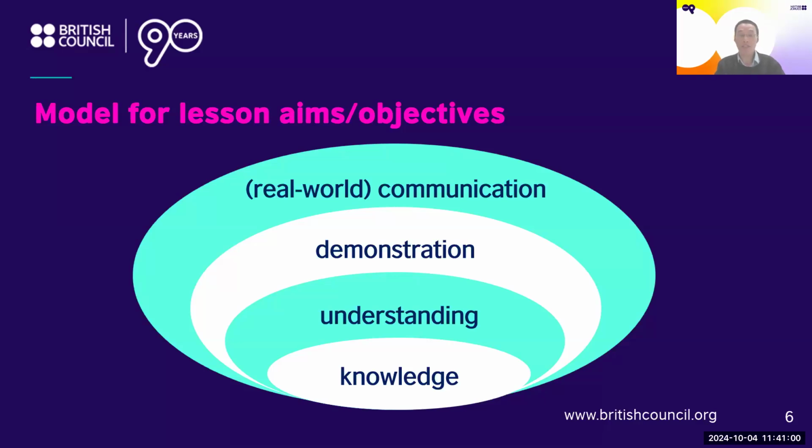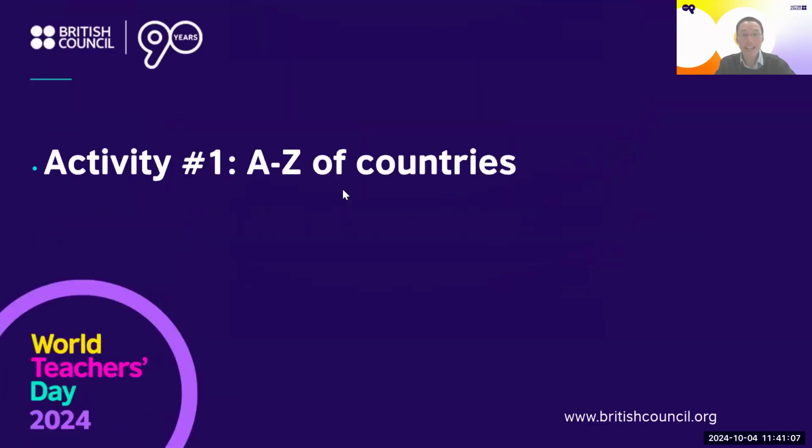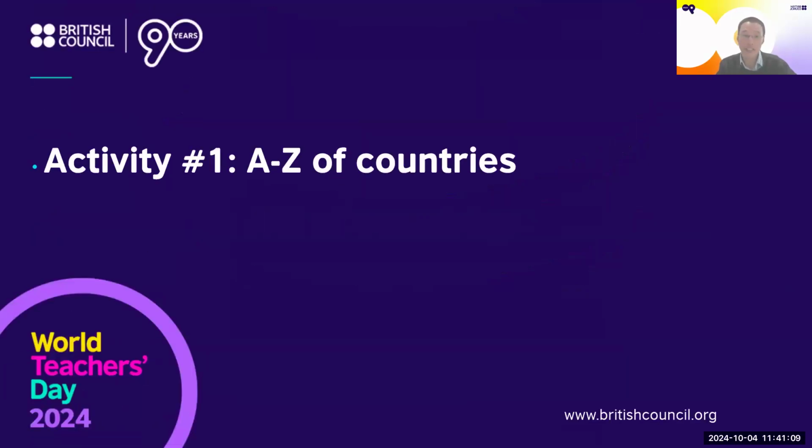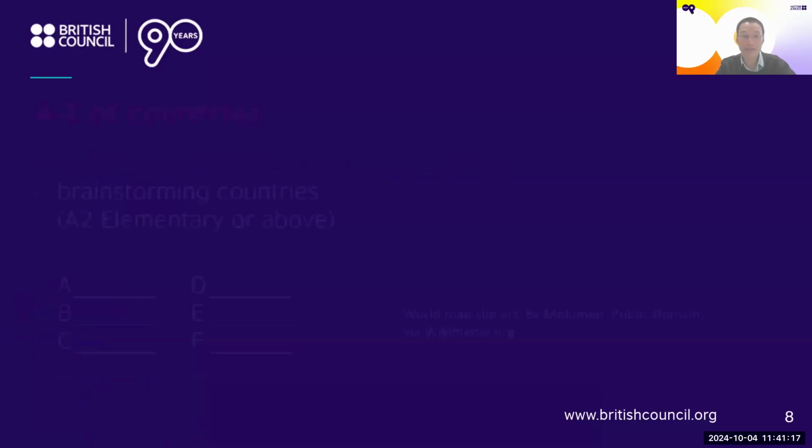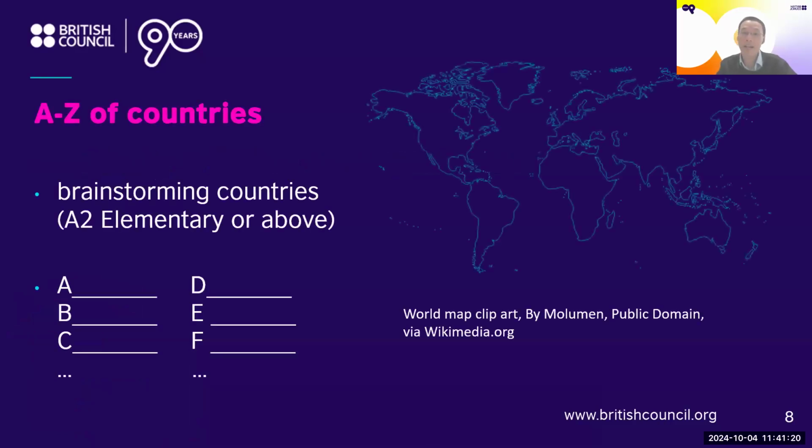Now that we've established a model of learning aims, let's have a look at the first activity. This is an A to Z of countries, or A to Z in American English. The activity is suitable for learners at elementary level and above. As you can see, there's a world map here. And in this activity, learners need to brainstorm a list of countries starting with every alphabetical letter.